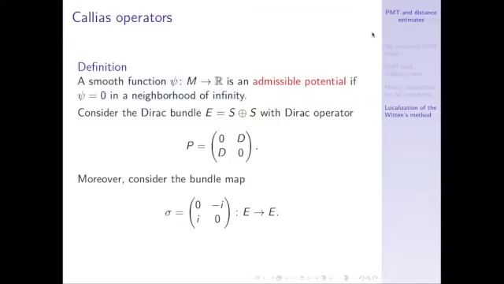Now we want to perturb Witten's method by adding a potential. So we say that a smooth function psi from M to R is an admissible potential if psi is equal to 0 in a neighborhood of infinity. So here M is still a complete asymptotically Euclidean Riemannian spin manifold. Consider now the Dirac bundle E, just S plus S, with Dirac operator P, which is defined by this formula. Moreover, consider the bundle map sigma, defined by this formula.